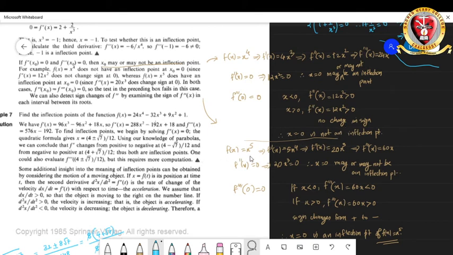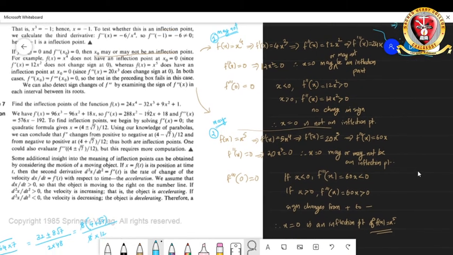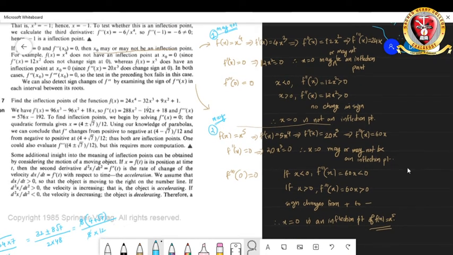Now take another function f of x is equal to x raised to 5. This is the first function we are talking about in this paragraph. This is the second function we are talking about. Here is the example which says that the point may not be an inflection point even though both are zeros. Here this example says that the point can be an inflection point even if f dash of x, f double dash of x and f triple dash of x are equal to 0.